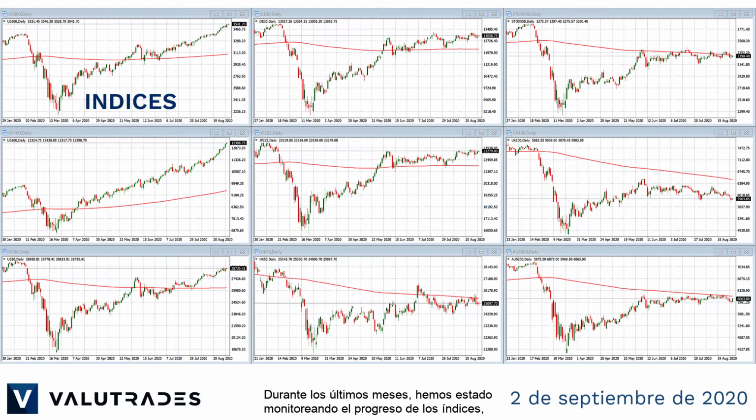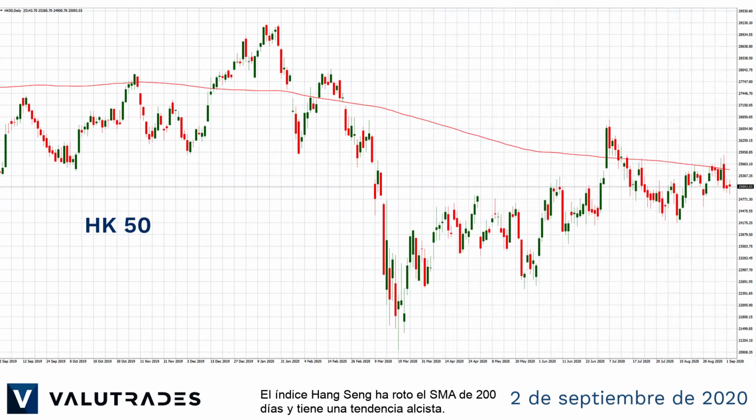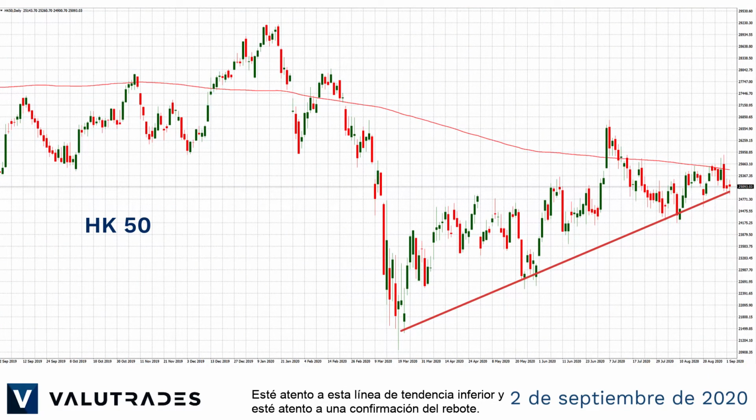For the last few months, we have been monitoring the progress of the indices after the COVID-19 crash using the 200-day simple moving average. The American indices, especially the NASDAQ, have surpassed the barrier. The Hang Seng has broken the 200-day moving average and is trending upward. Keep an eye on this lower trend line and watch for a confirmation of the bounce.